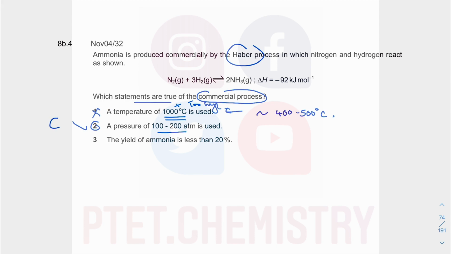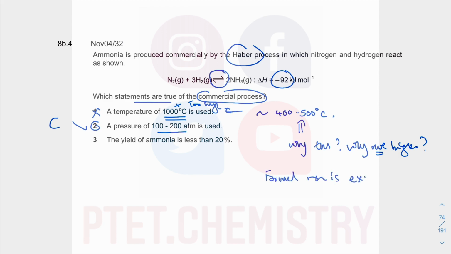The reason, okay, why this? Why not higher? They love to ask you that. Surely higher temperature will mean faster reaction, right? Because you can break the nitrogen triple bond. Yes, but then you also have equilibrium, and the forward reaction is exothermic. These are all part of equilibrium stuff which you learn from O level. Your forward reaction is exothermic.